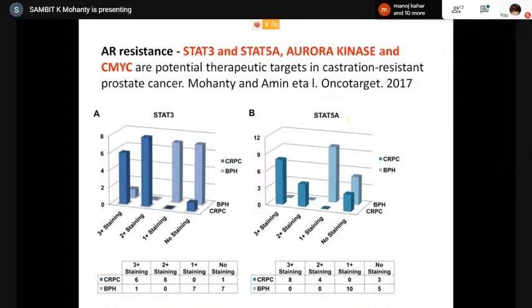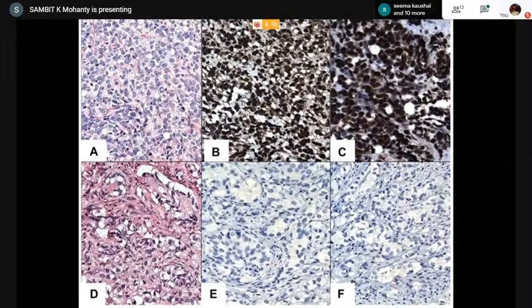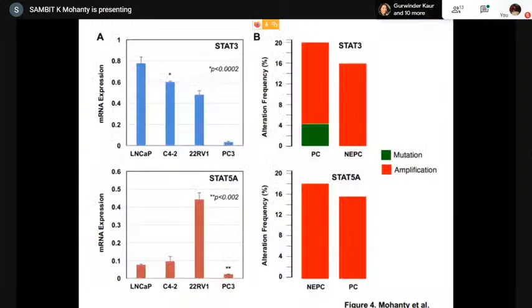There are studies coming up which block STAT5A. So this is from that study, the top one. The bottom one is an androgen dependent cancer, and the top one is an androgen independent cancer. The independent cancer, which is resistant, has a lot of nuclear expression of STAT protein, whereas the bottom one is completely negative. And the neuroendocrine tumors also are enriched in STAT5A.